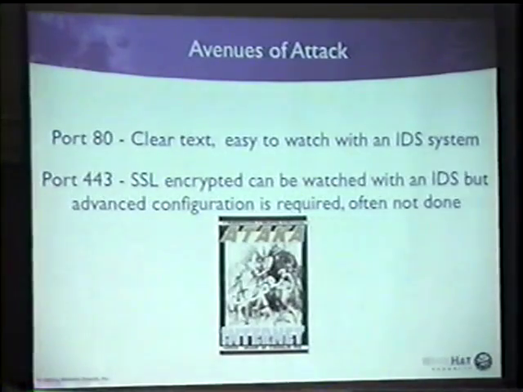So again, avenues of attack. Everybody has a website. Port 80, clear attacks. It's easy to watch with an IDS system. So I could theoretically build IDS rules to watch for some of these attacks. If anybody out here uses IDS, you're probably getting beeped every 5 minutes about someone trying to do a Unicode, double decode attack or something like that.